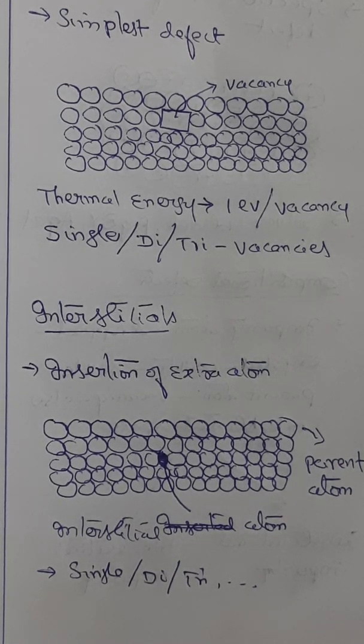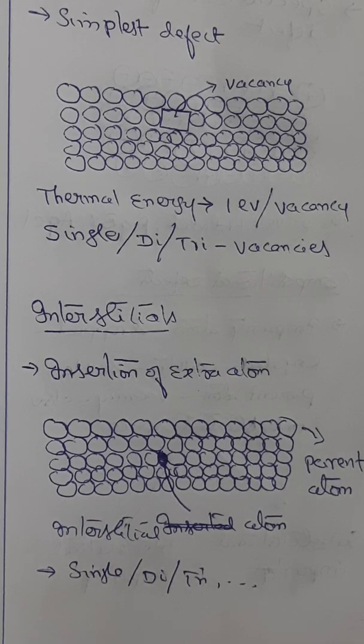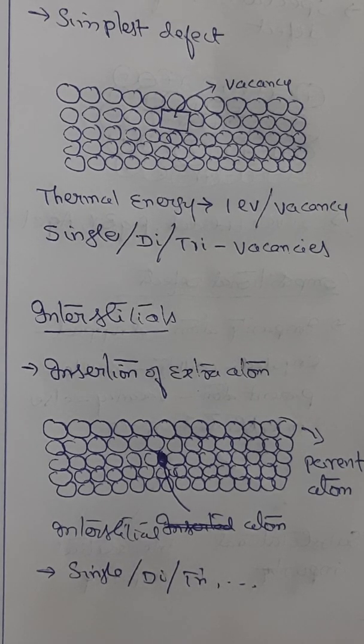This happens when the interstitial atom is very small, or smaller than the parent atom, and therefore the crystal has a low packing factor. Depending on the number of extra atoms, interstitials may be single, di, or tri, and so on and so forth.